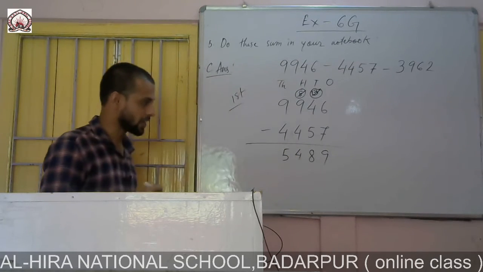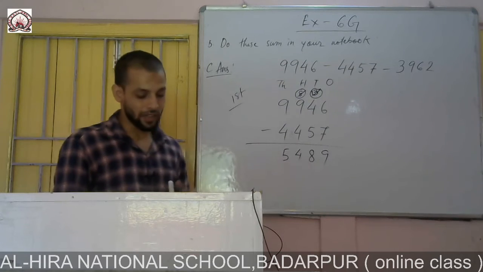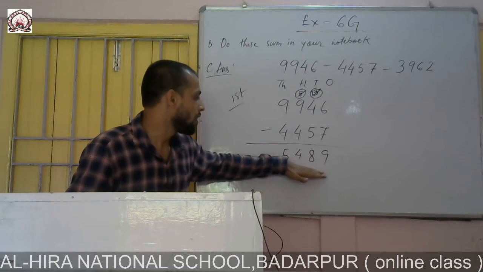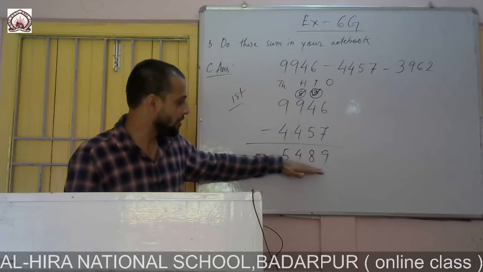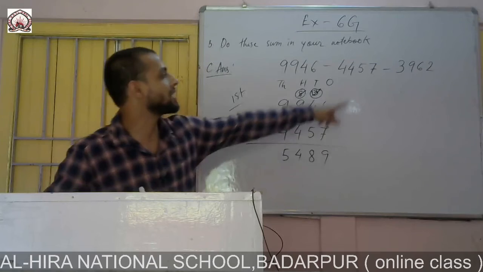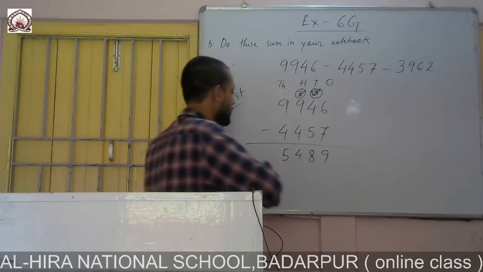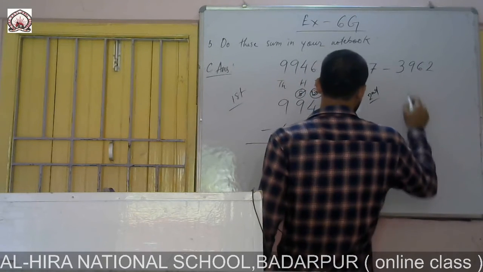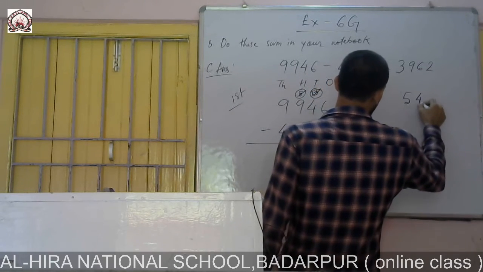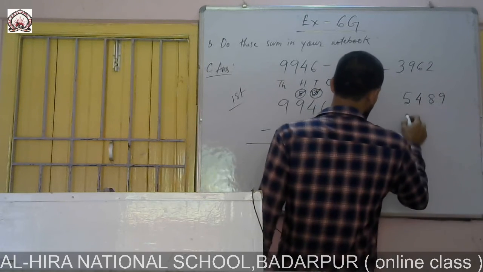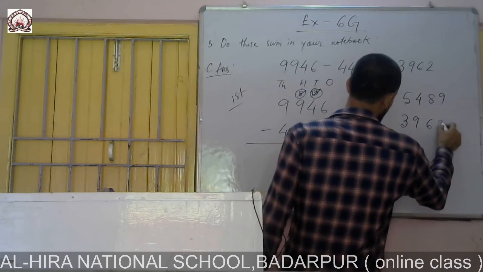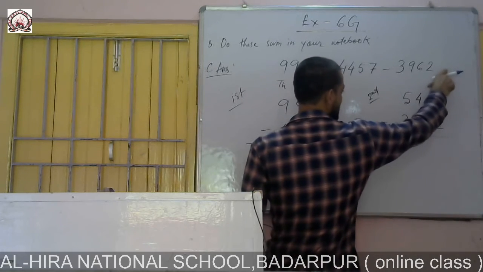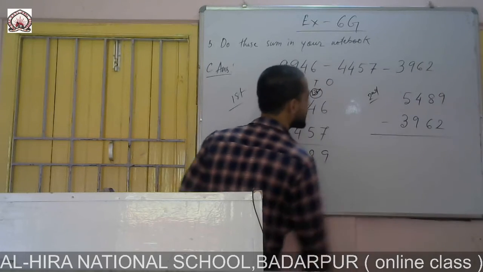5489. Now if we leave out the number of men from the population, the total number of women and children is 5489. So from this 5489 again we have to subtract 3962. Here we write the second part. 5489 minus 3962. Okay. So like earlier, this is the ones, this is the tens, this is the hundreds, and this is the thousands place. So easily we can subtract.